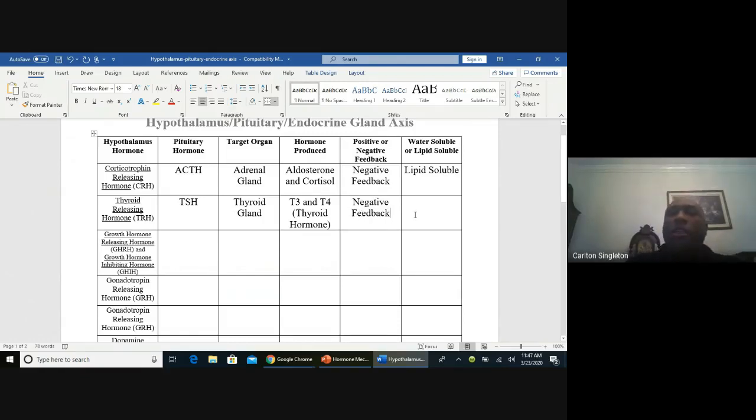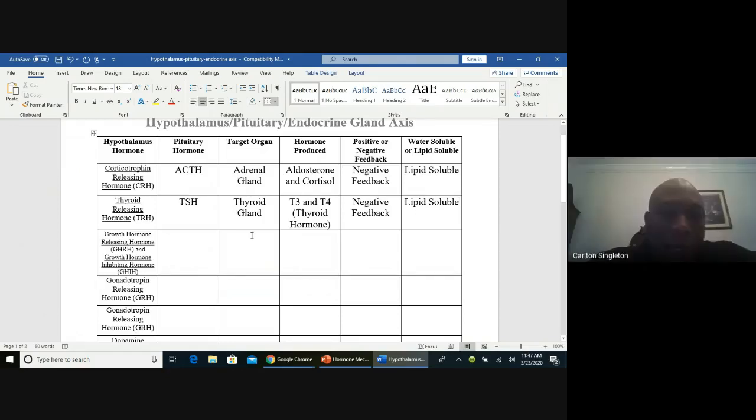Also, thyroid hormone is really weird in that it's partly water soluble and partly lipid soluble, but we classify it as lipid soluble. That's how we classify it. So it's fat soluble, lipid soluble, and I'll post a lecture over the difference between those two in a little bit.